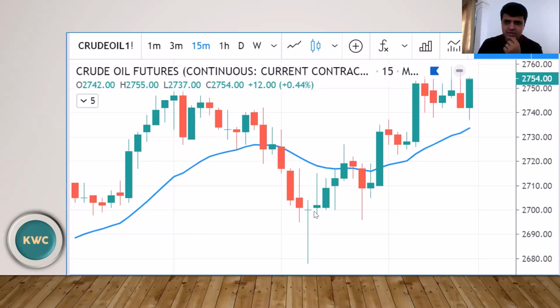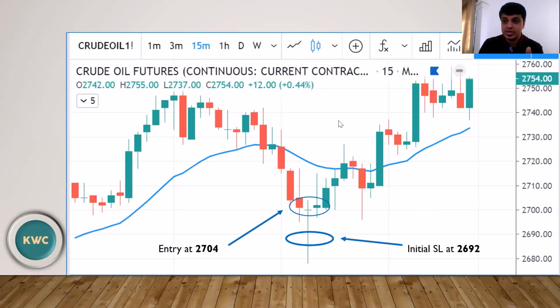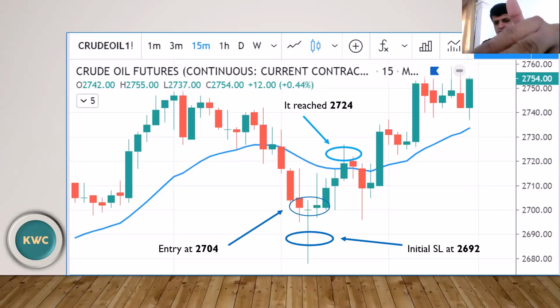When it changed here, I knew it was going to go up, so I bought in here. I entered at 2704, and initially my stop loss was at 2692. But when it reached around 2,724, I increased my trailing stop loss. So that has increased by 20, right? So I increased this by 10.